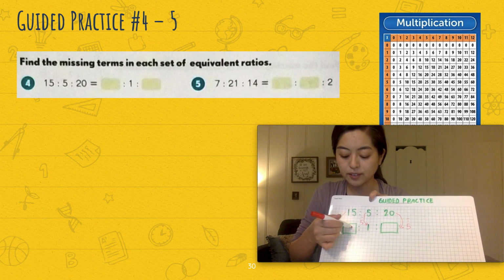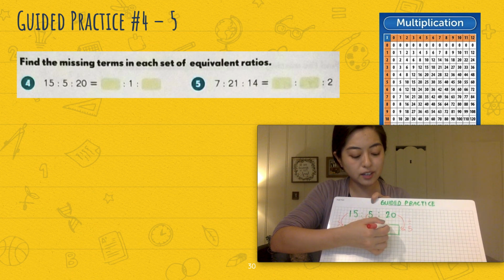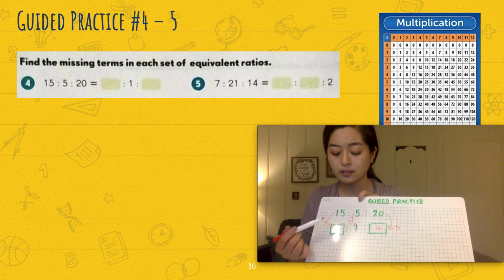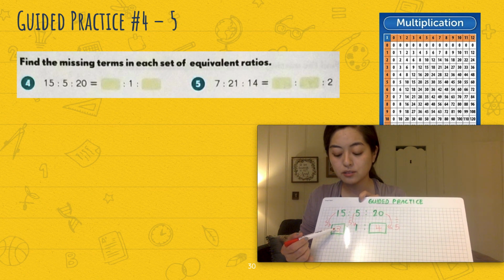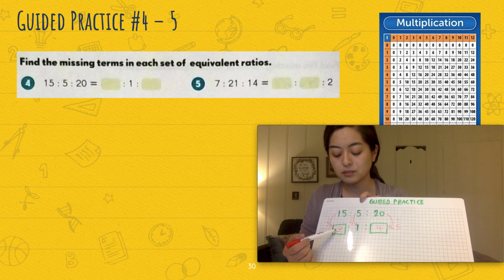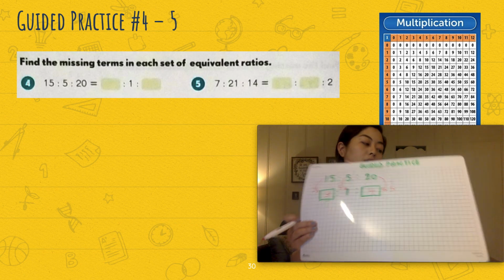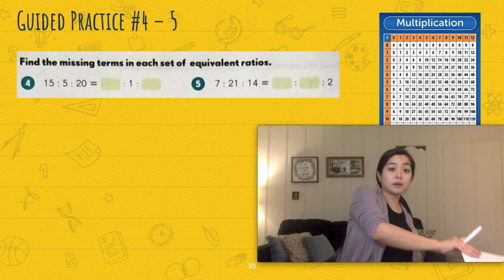15 divided by 5 is 3. 20 divided by 5 is 4. Okay. So now it is my unknowns. My missing numbers are 3 and 4. So it's 3 to 1 to 4. Okay. Let's look at number 5.